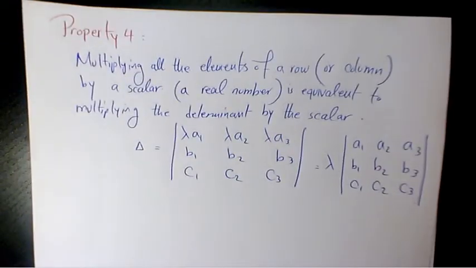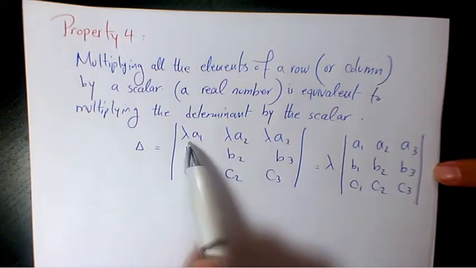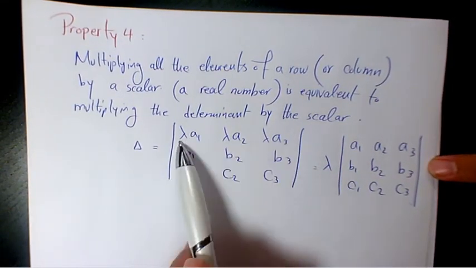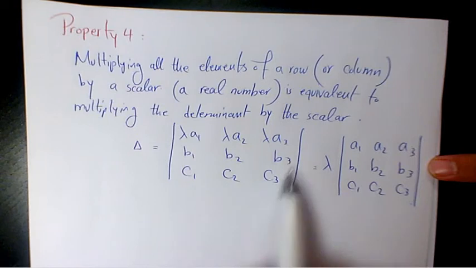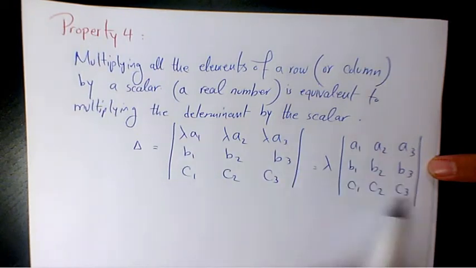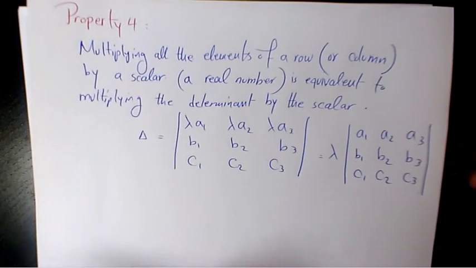Property 4 is saying that multiplying all the elements of a row or column by a scalar, which is a real number, is equivalent to multiplying the determinant by that scalar. For example, as you see here in this row, we multiplied all the elements by lambda. The determinant of it is going to be lambda times the determinant of the original matrix.